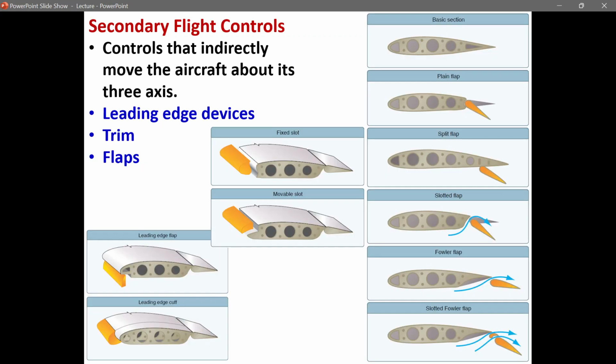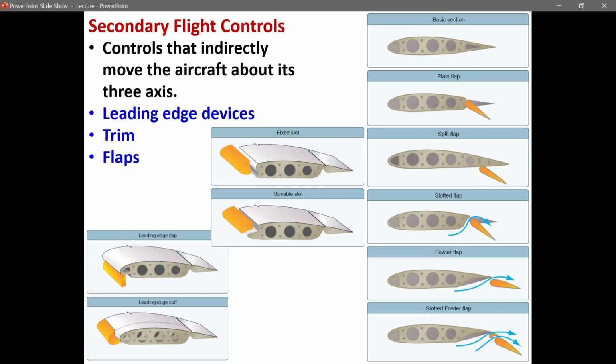The secondary flight control systems are essentially the control systems that we don't really need in an aircraft for it to fly, for it to control them. They are just there to optimize and enhance the performance of an aircraft. There are different types of them, for example, the leading edge devices, trims, and flaps. Leading edge devices, you can see examples of the leading edge devices here.